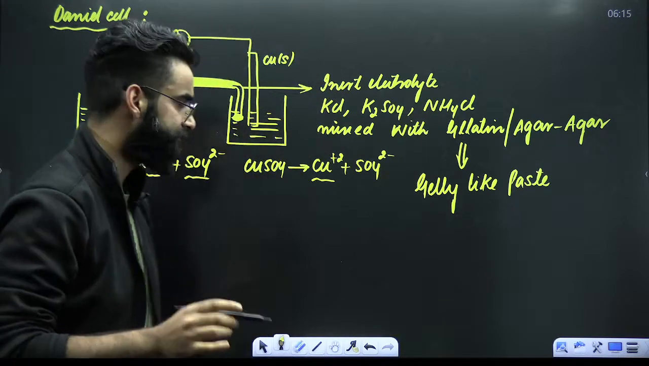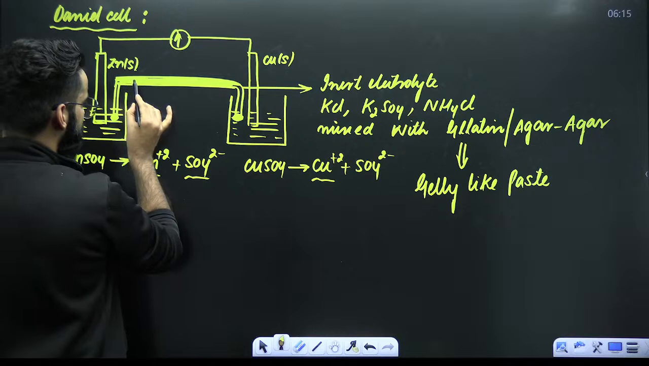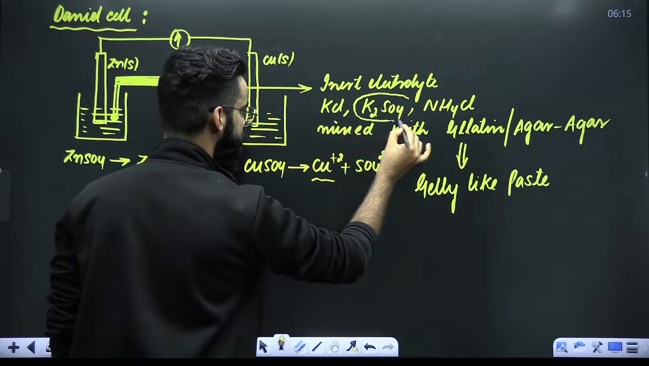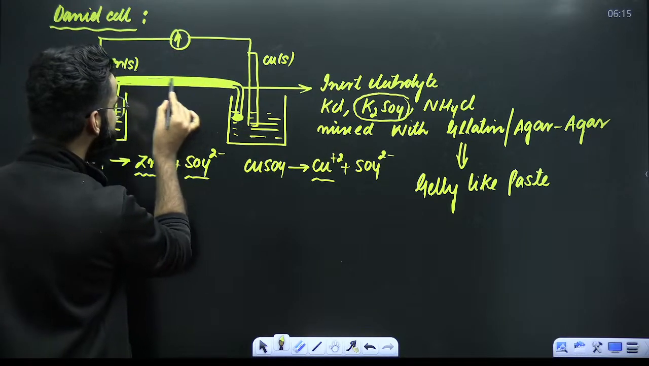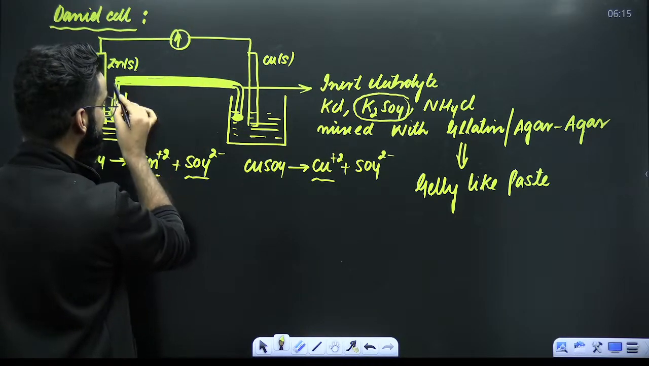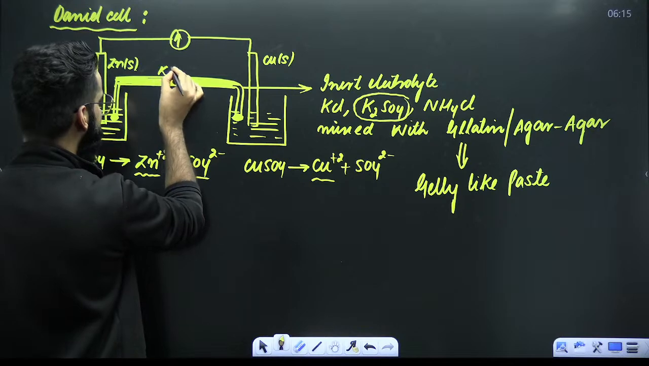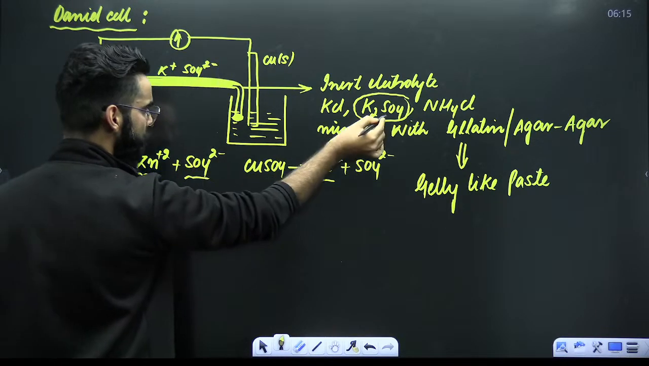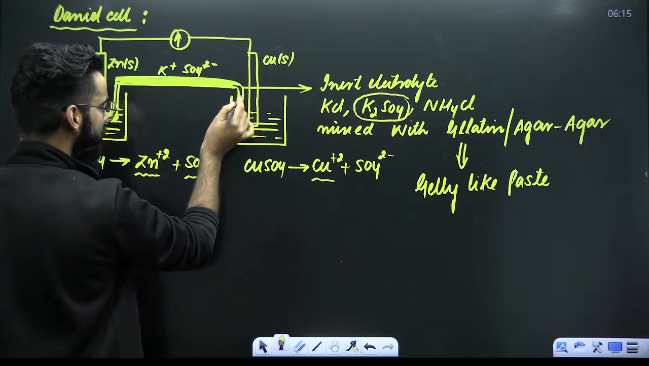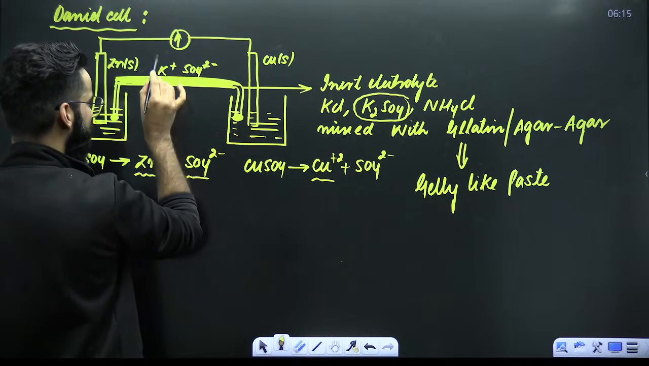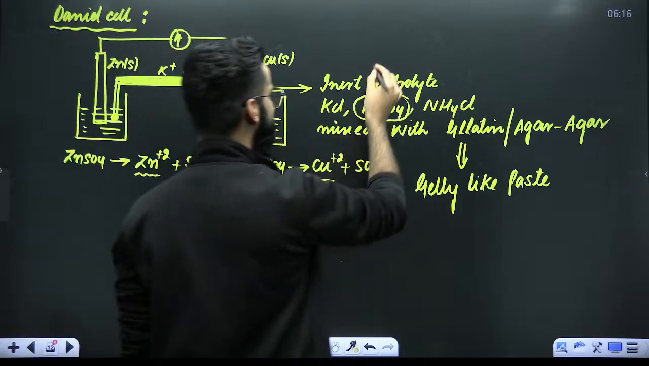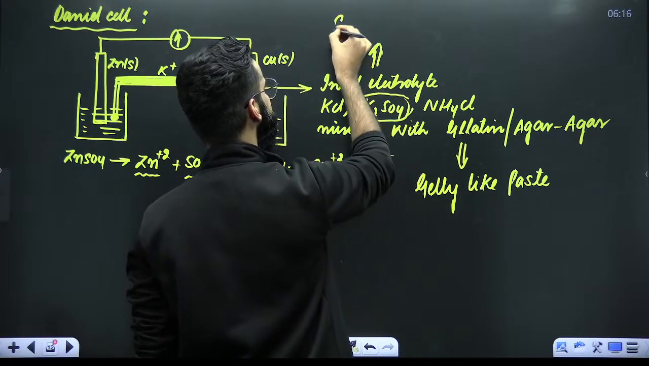Now people, if I ask you, imagine that you have used K2SO4 as the inert electrolyte. If I ask you which types of ions are present in this salt, in this inverted U-type tube, you will say it's going to be K positive and SO4 di negative. Let's say I've used K2SO4 as the inert electrolyte over here. So this inverted U-type tube is going to contain K positive and SO4 di negative. And this inverted U-type tube containing inert electrolyte is something which you call a salt bridge.